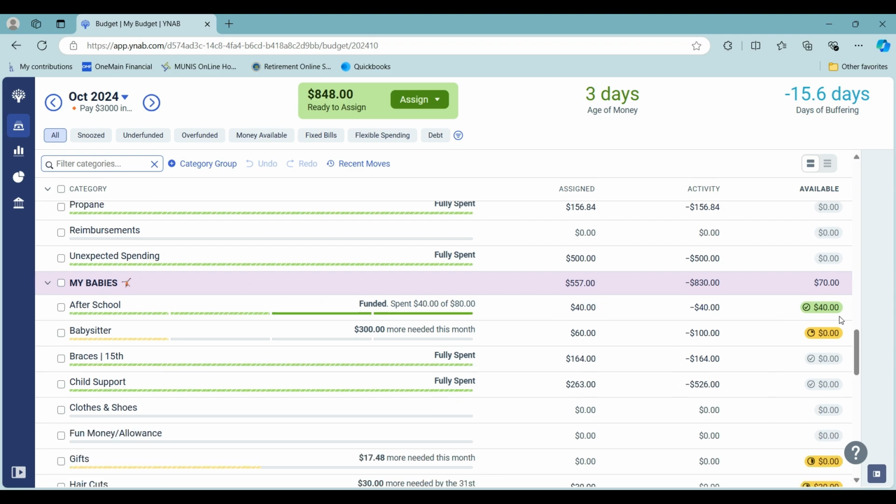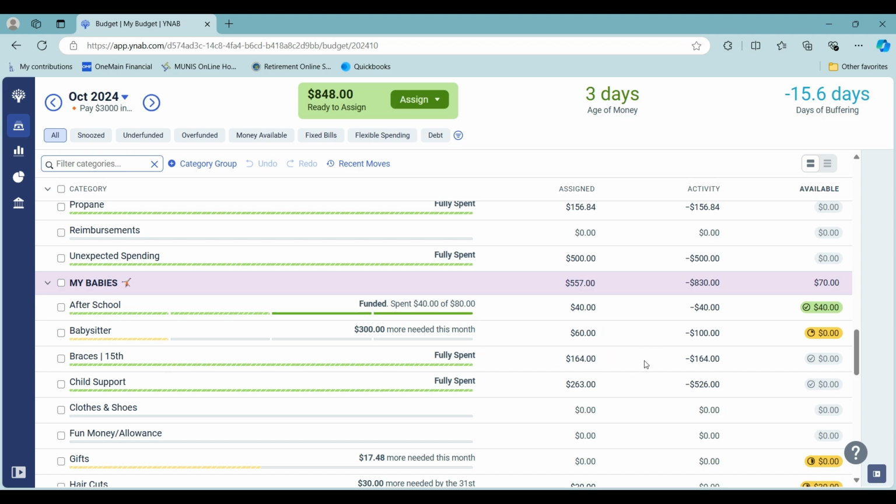After school still have $40. The babysitter has nothing, and I don't think we will need her next week. I did speak to hubby earlier today, and we would need her 2 days next week, but hubby said he's gonna figure it out, so we won't need her next week either. And then the week after that is the last week of the month, so I'm not sure if we're gonna need her for the rest of this month. We'll just play this by ear.